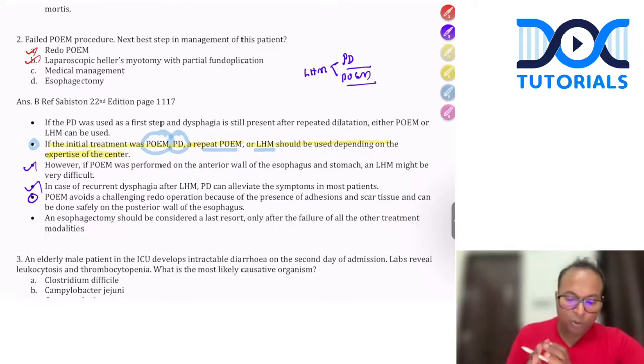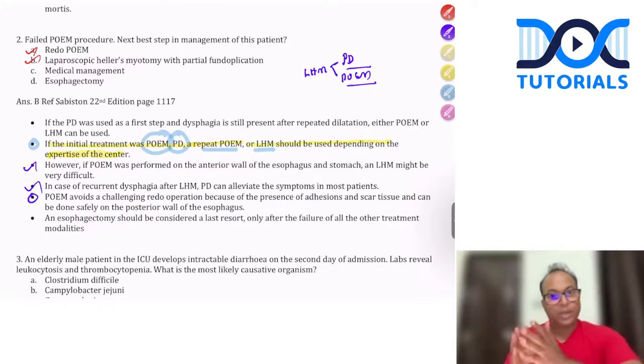So here you should understand that if there is a failed POEM, you can do either a repeat POEM or a laparoscopic Heller cardiomyotomy, according to the expertise in the center.